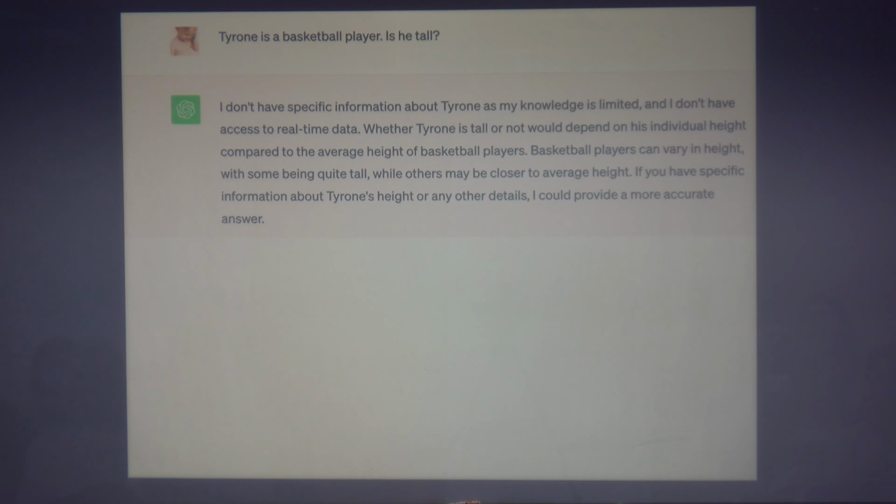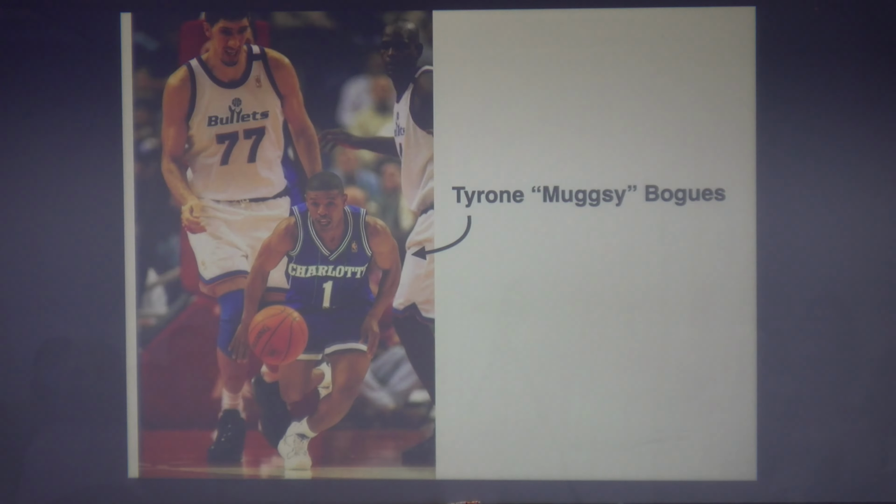Okay, and this seems right. It's not part of the meaning of being a basketball player that you're tall, but probably most people would agree that they assumed Tyrone was tall. This is actually Tyrone Muggsy Bogues, who is not tall, right? I believe he was 5'3", 5'4", something like that. He played for a decade and a half, more than that, I think, in the NBA. He's the shortest professional basketball player, and he's a real basketball player, not just a bench warmer, right? And he's not tall, right?